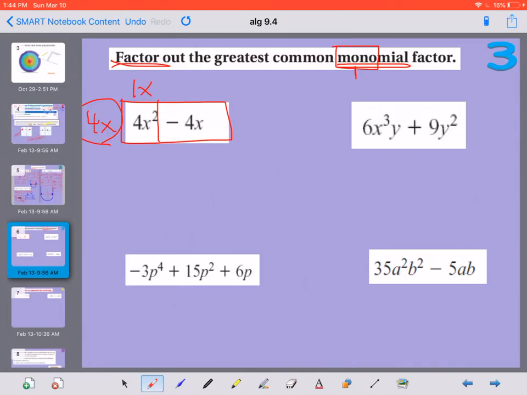Here they already have 4, so they must have multiplied by negative 1. And the x is already there from the 4x, so it must be 1x minus 1. How we would write this then would be 4x times (1x minus 1).